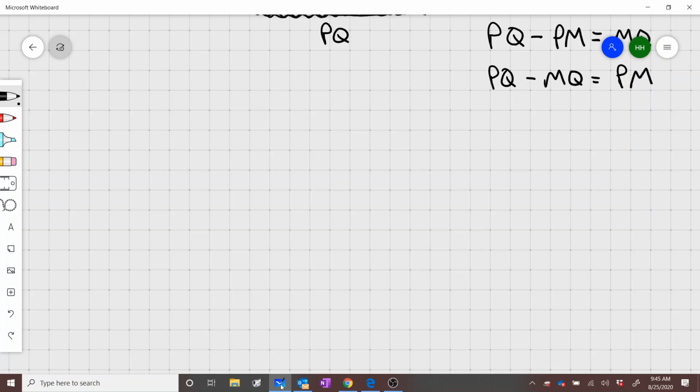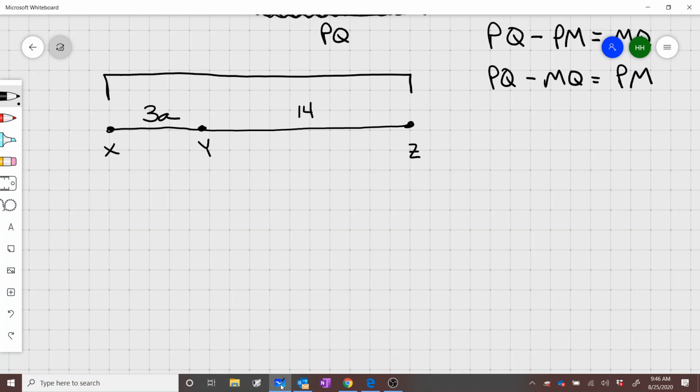So let's say we get this picture. We got an XYZ right here. We got X and Y and we got Z. And we got 3A. We got Y to Z equal to 14. And we got X to Z equal to, looks like 5A minus 4. Find the value of A. Alright, we got to find the value of A.